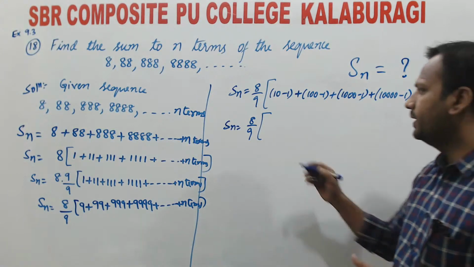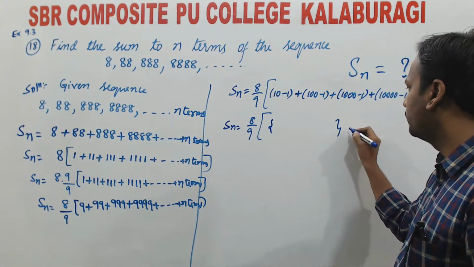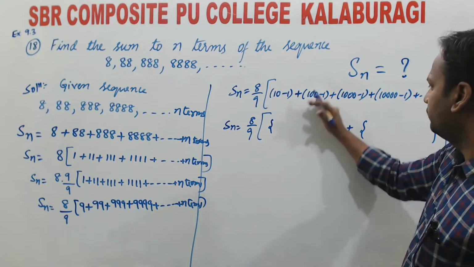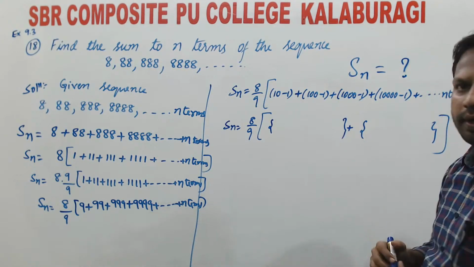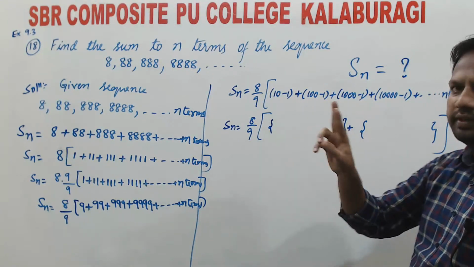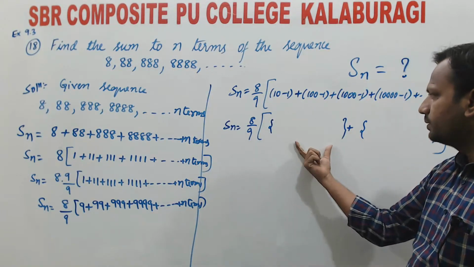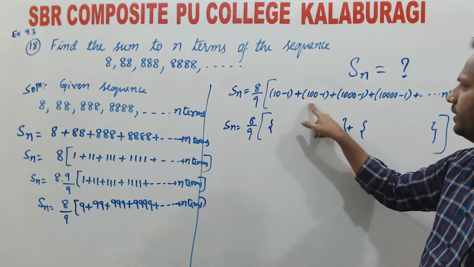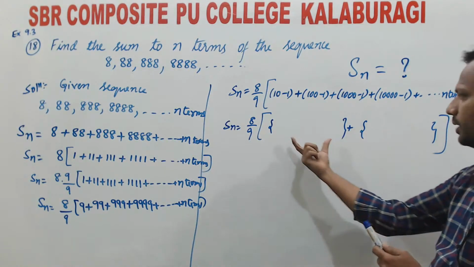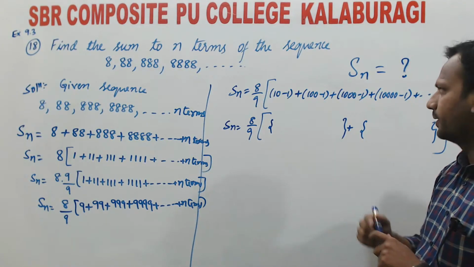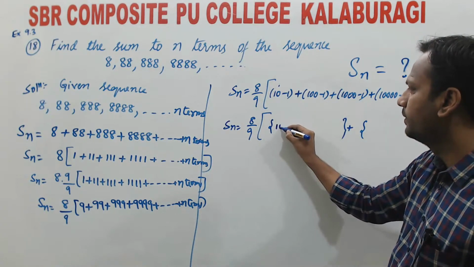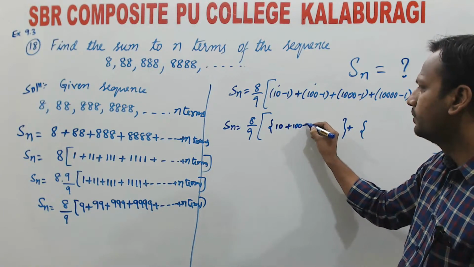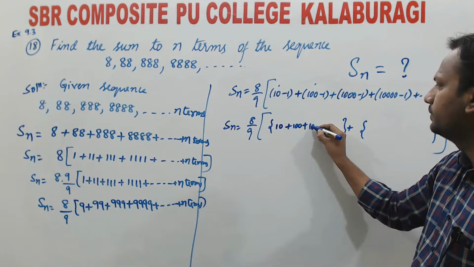What I do now, I'll be taking the sum of two brackets. In each bracket we have the difference of two terms. So in the first bracket, I'll be taking the first term of each bracket, that is 10, and here 100, here 1000, here 10,000. So in the first bracket, with this one, 10, next plus 100, this one 100 plus next 1000.